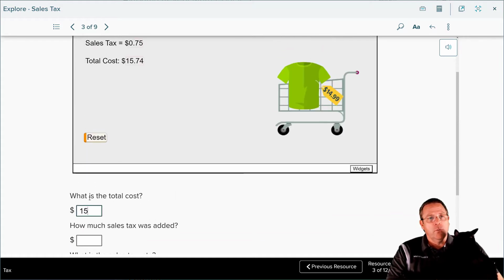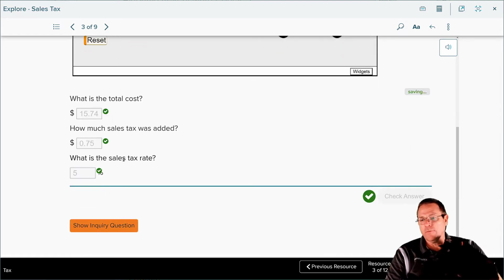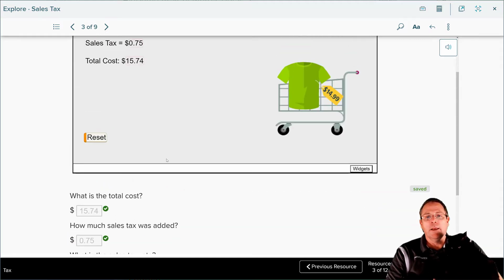What's the total cost? Well, we just said that's going to be 15.74. Whoops, too many numbers there. 0.74. How much sales tax was added? That's going to be 0.75. And what is the tax rate? Well, they already told us that was 5. Check our answers. Everything checks.